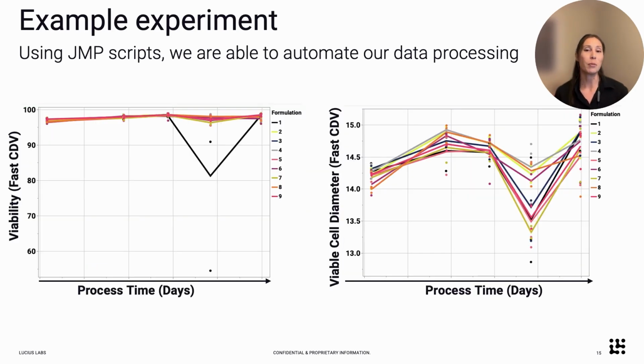So in addition to the viable cell density that we're able to track over time, we're also able to analyze the viability and the viable cell diameter that are also captured by the FAST CDV and plot these over time. Again, using JMP scripts, we're able to directly pull this data from the machine and track the viability and see any deviations that might occur along the way, and track how the viable cell diameter is also changing over time, which will ultimately tell us how our cultures are performing and how each of our factors that we're analyzing from our design of experiment are influencing these things over time.